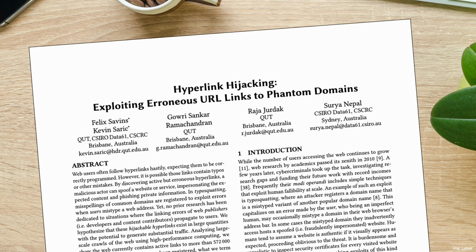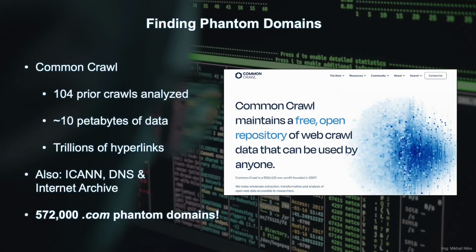Now, a phantom domain is just a never registered domain that a hijackable hyperlink points to. These phantom domains are out there waiting to be exploited for the negligible cost of a domain registration. We began our work by processing the largest web crawl dataset available to researchers, the Common Crawl. This was a substantial task involving the processing of 104 prior crawls amounting to around 10 petabytes of data and including trillions of hyperlinks. This, coupled with some other data sets, led us to find over 572,000 .com phantom domains.